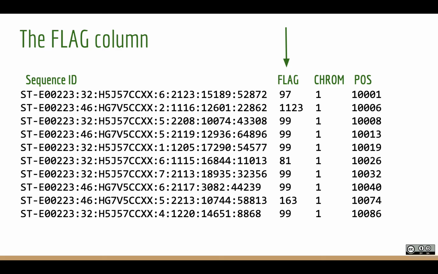All right. So now we're getting into probably the hardest thing for me to explain in an intelligible way. So there's this flag column that is integers. For each sequence, each entry in the BAM file, there's an integer value. And that integer value is the representation of something called bit packing.